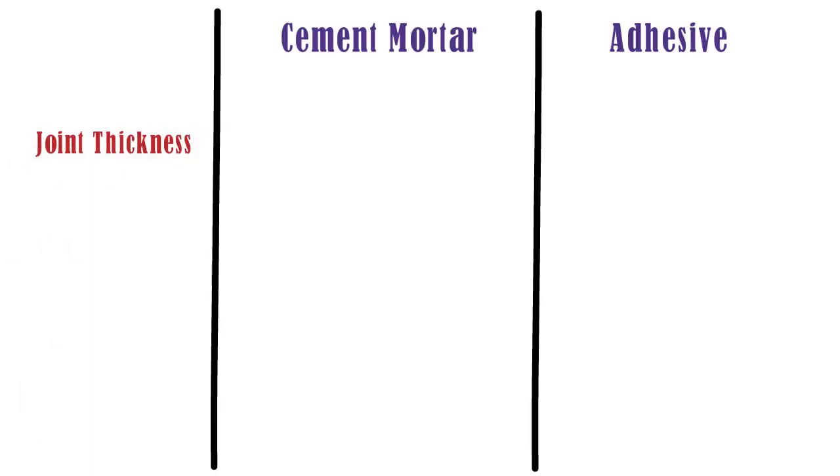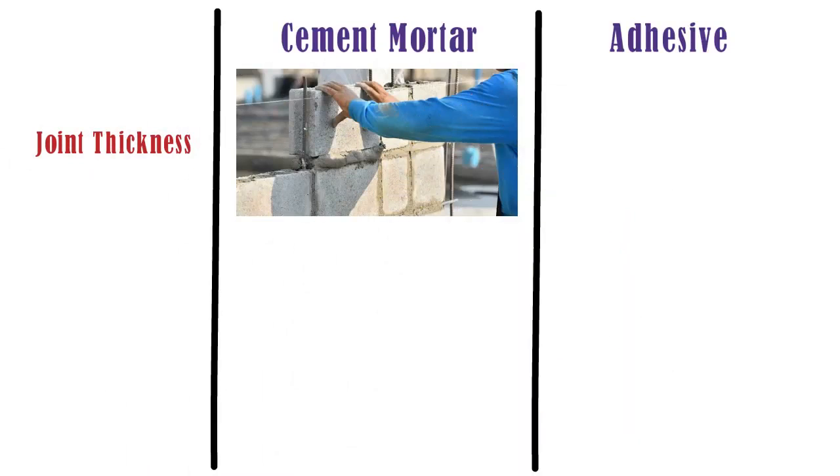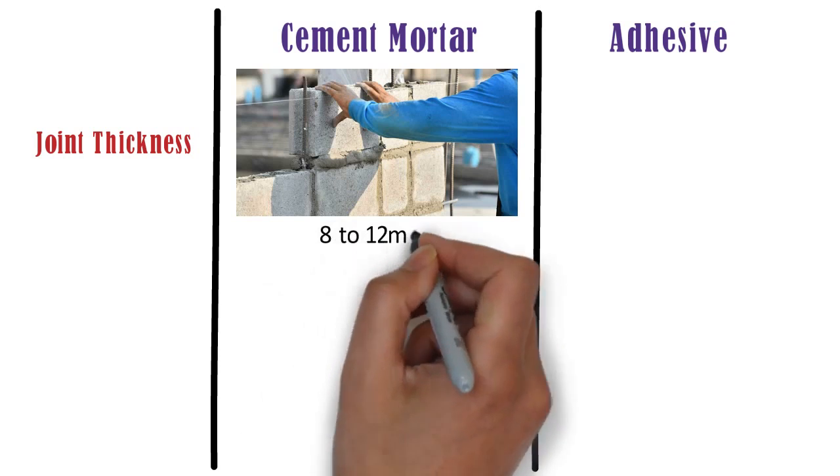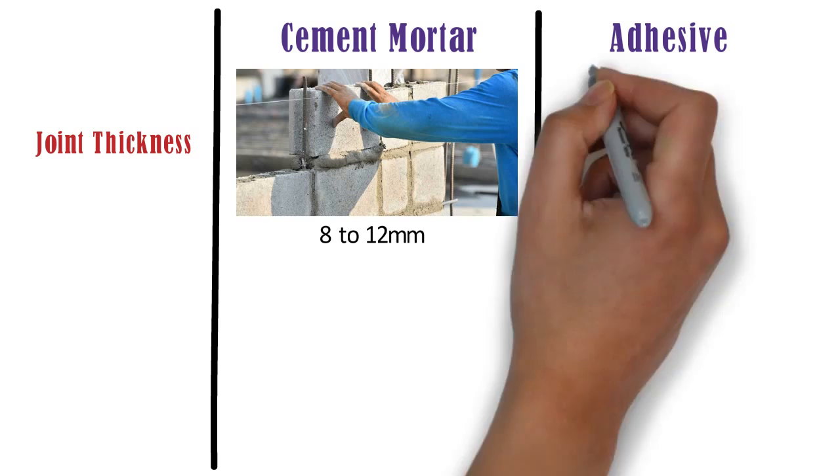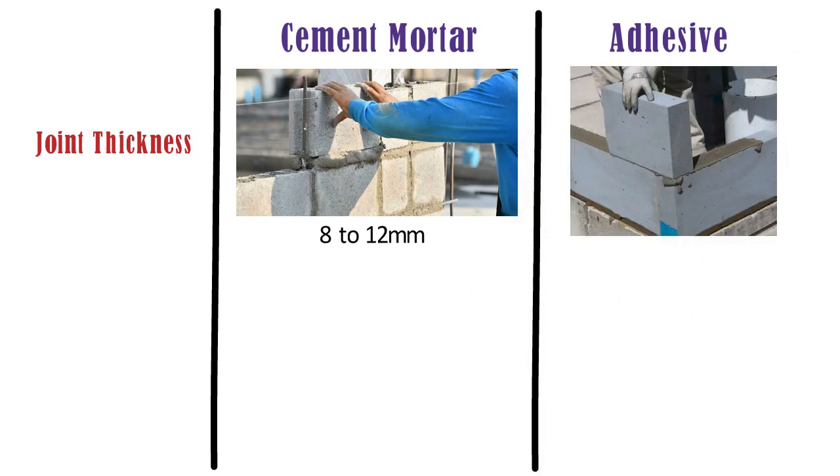So let us start. Joint thickness. In case of AAC block masonry with cement mortar, the thickness of cement mortar joint shall be 8 to 12 mm. Whereas in case of AAC block masonry with adhesive, only 3 to 4 mm thickness of joint is sufficient.